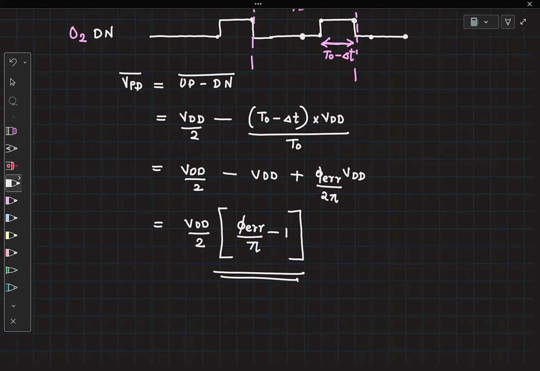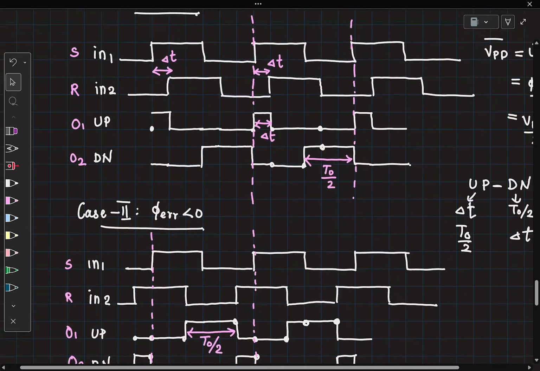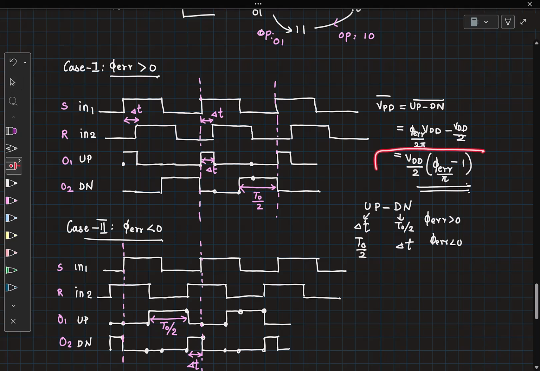Right? And we want to compare this to the expression that we plotted corresponding to this case. You see that it is the same expression. So it turns out this scenario is true not just till phase error equal to pi, it is true till 2 pi. So this particular case was true for 0 less than phase error all the way till 2 pi.